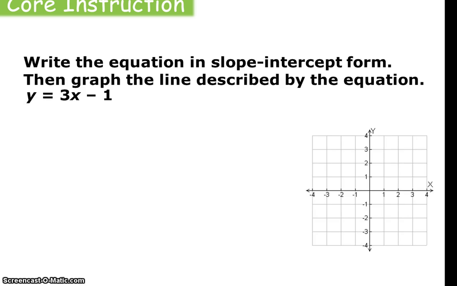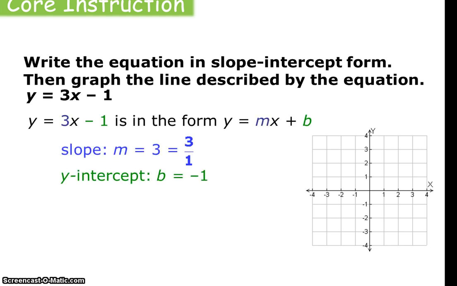One more. Let's see. Write the equation in slope-intercept form. It is already written that way. And then we're going to graph the equation. So immediately, just by looking at this equation, I know that the y-intercept is negative 1, and I know my slope is 3. So I can plot 0, negative 1. That's a point on the line.